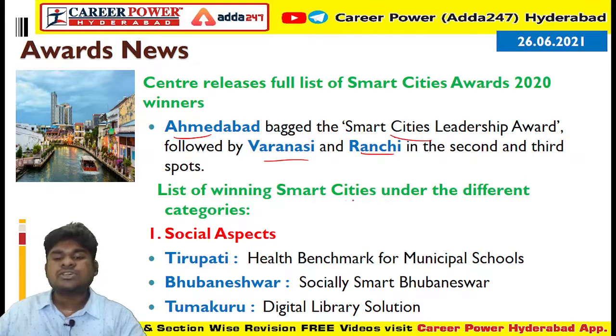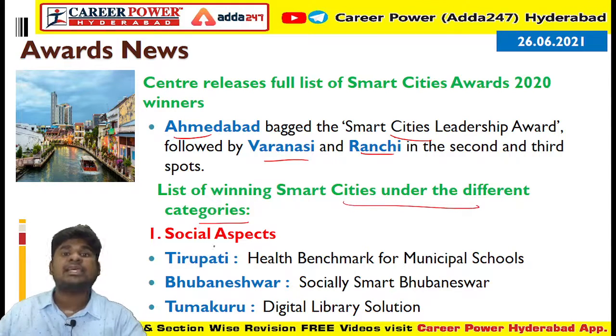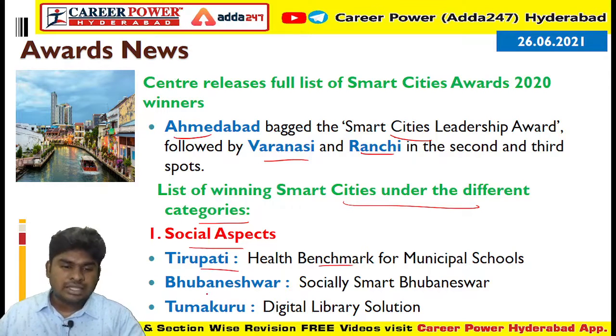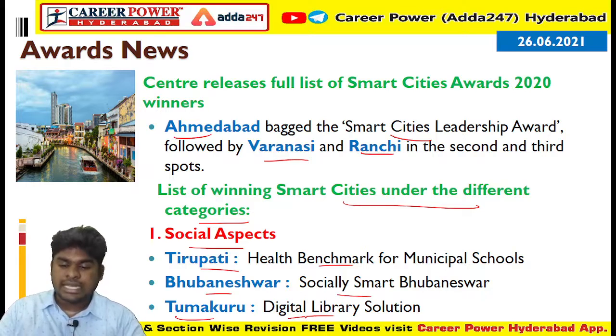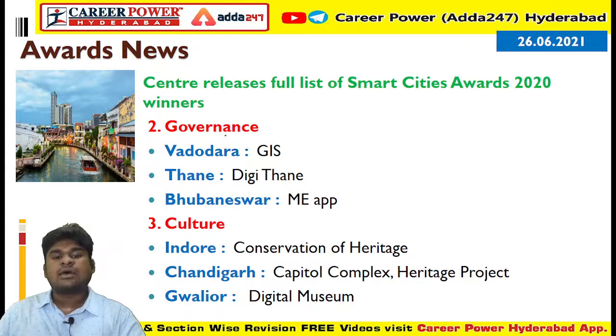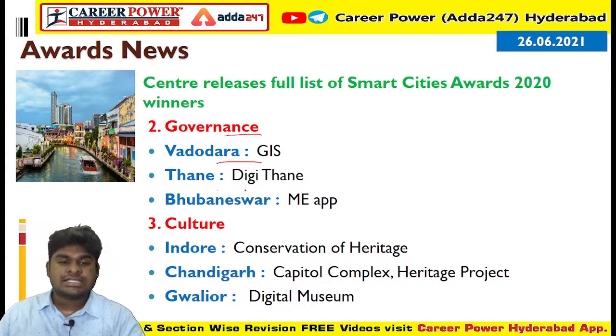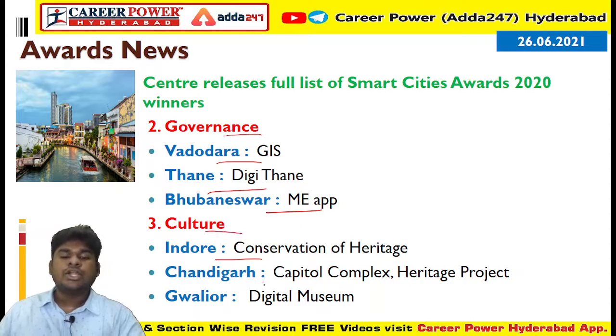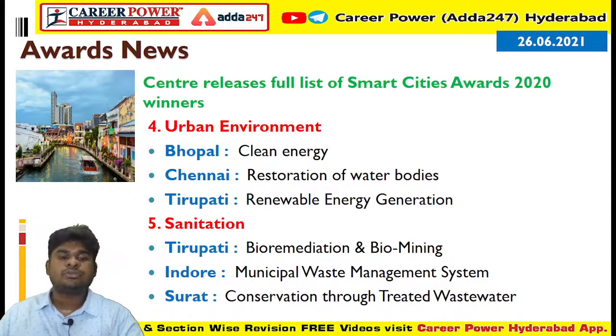If you take the list of Smart City Awards under different categories: in social aspects, Tirupati won for Municipal School Health, Bhubaneswar won for the Socially Smart Bhubaneswar program, Tumkur won for the Digital Library program. In the governance category, Vadodara won for GIS, Thane for Digi Thane, Bhubaneswar for MEAP. In the culture category, Indore for conservation of heritage, Chandigarh for capital complex, Gwalior for digital museum.